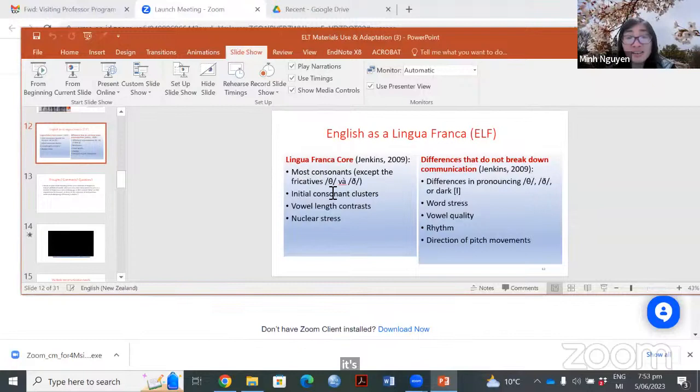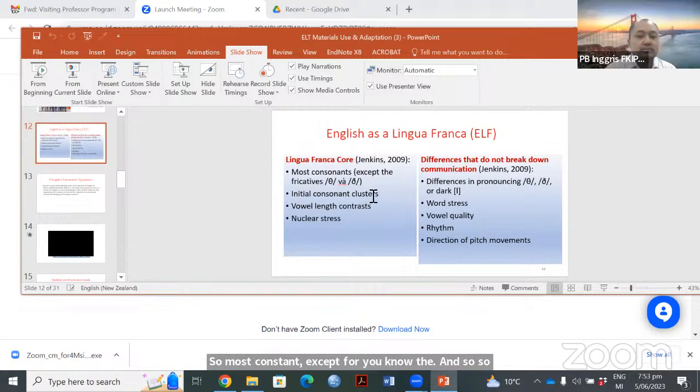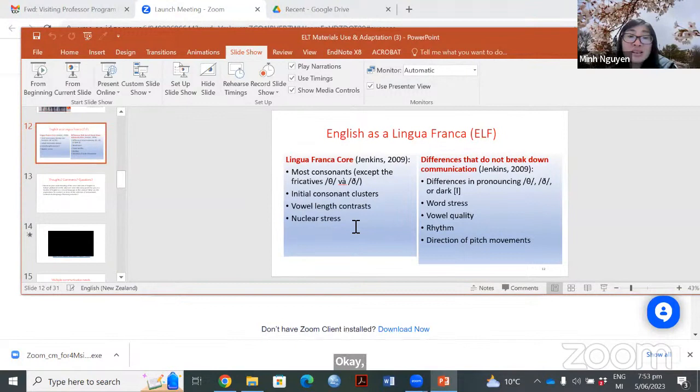Now, in order for people to understand you, and for you not to cause any misunderstanding or communication breakdown, you need to focus on developing accurate pronunciation of those lingua franca core features. Most consonants, except for the two th sounds. Initial consonant clusters, so spring, not pring, for example. Vowel length contrast, so for example, beat versus bit. Nuclear stress. And differences in other features do not contribute to communication breakdown, so you don't need to worry about that.